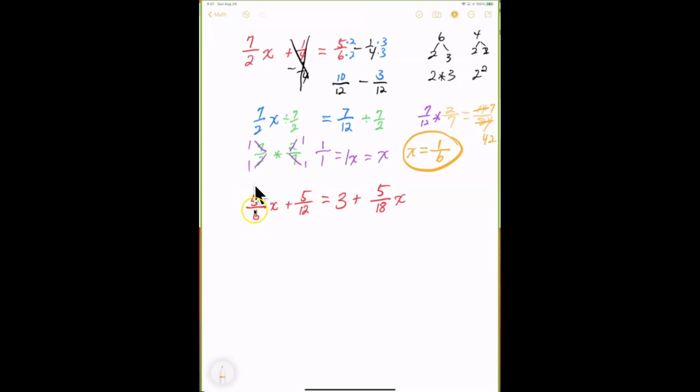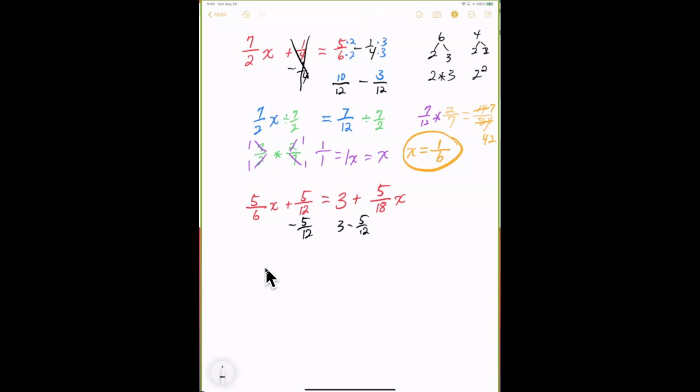5/6x is 15/18. So this is the bigger x. I'm going to keep the x on the left. And 5/18 x, this is the one we will do away with. So we want to get the numbers on the right side and the x values on the left side. So let's start by subtracting 5/12 from both sides, and we're just going to do 3 minus 5/12, right?